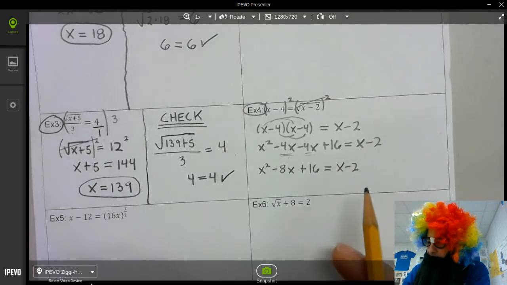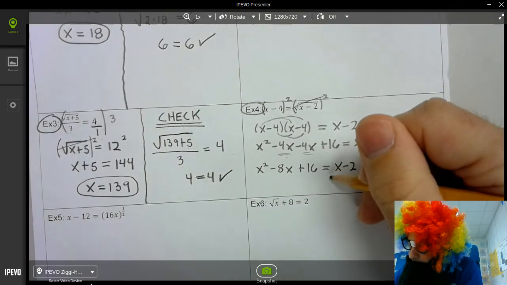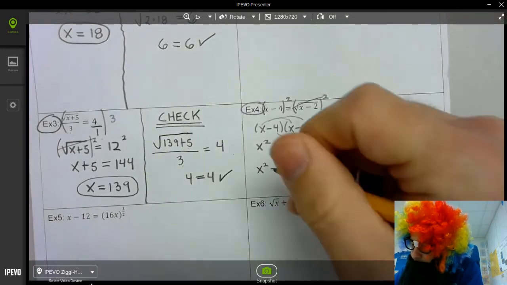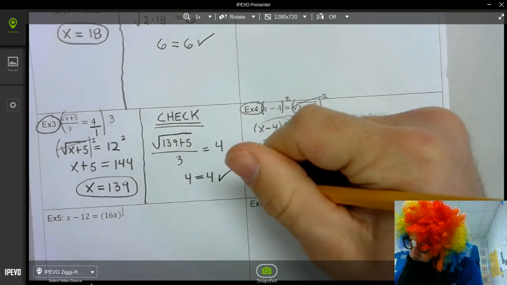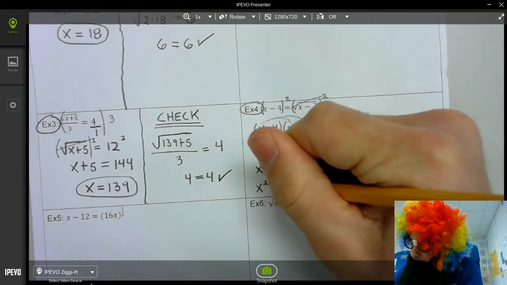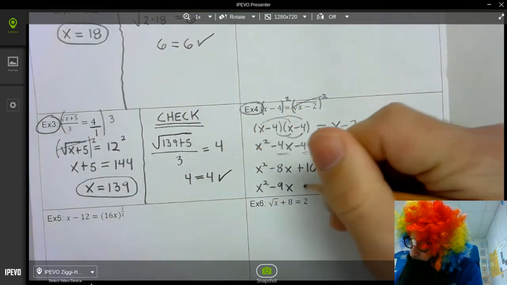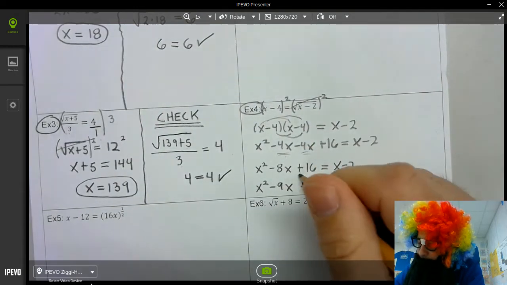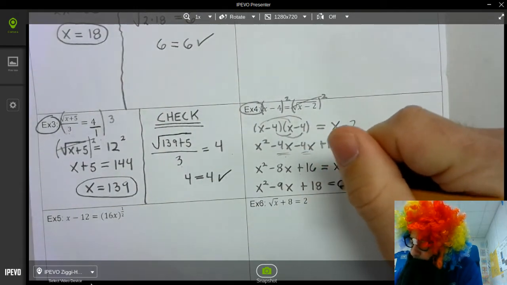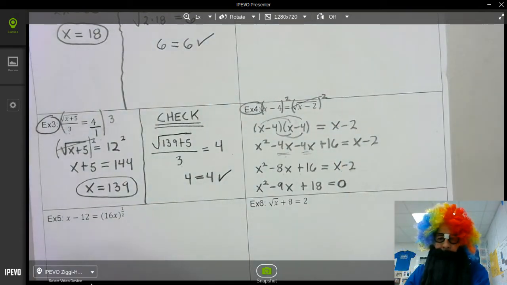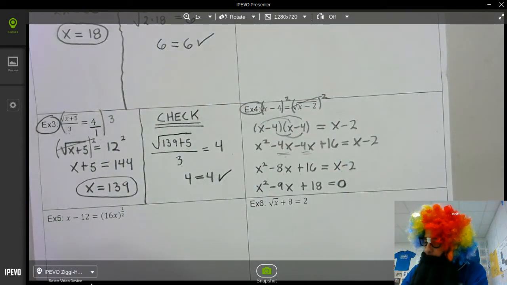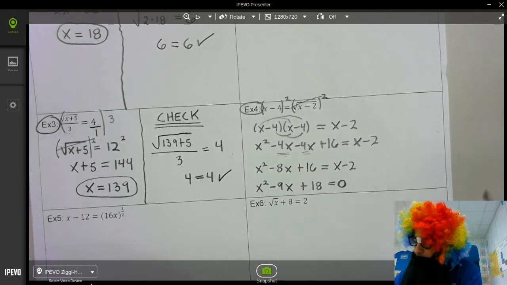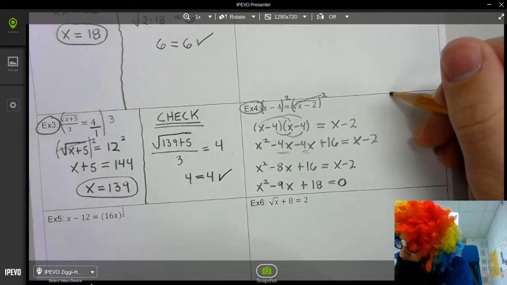Now, in order to solve, we need to have everything on one side. So we're going to subtract x and add 2 on both sides. We get x squared minus 9x plus 18 equals 0. At this point, we need to solve, so we're going to start by trying to factor.